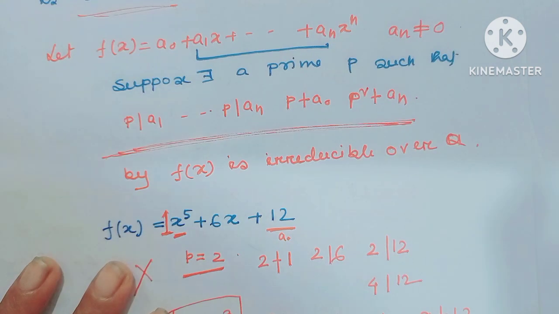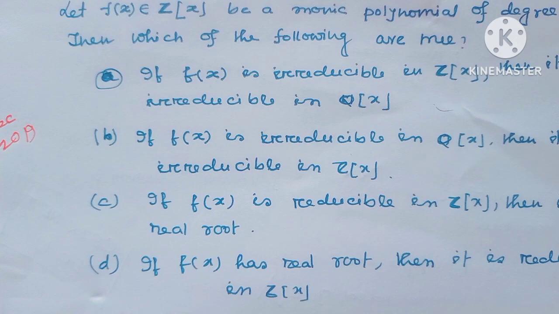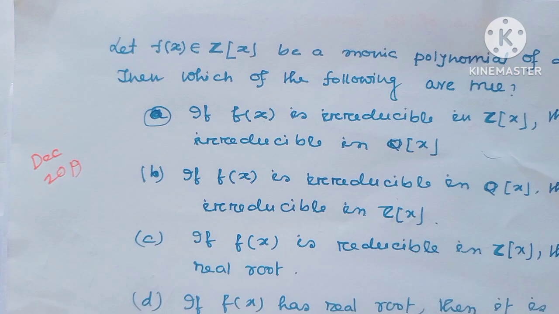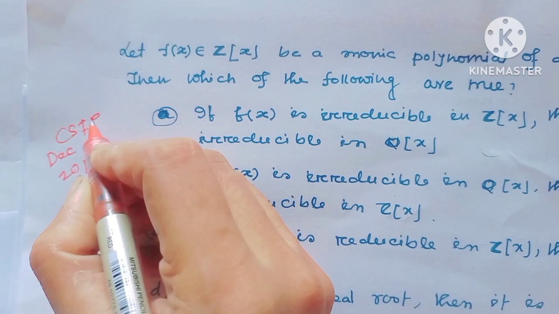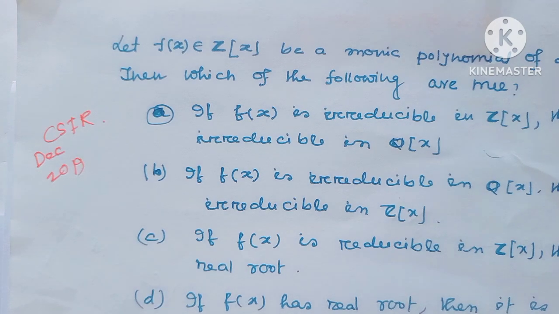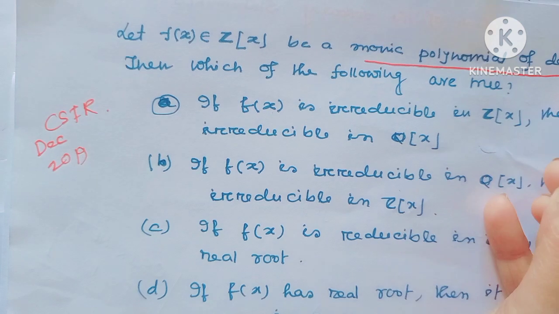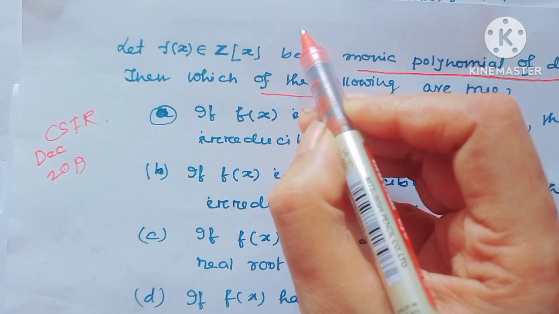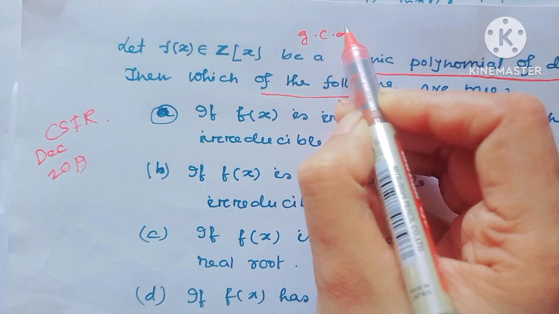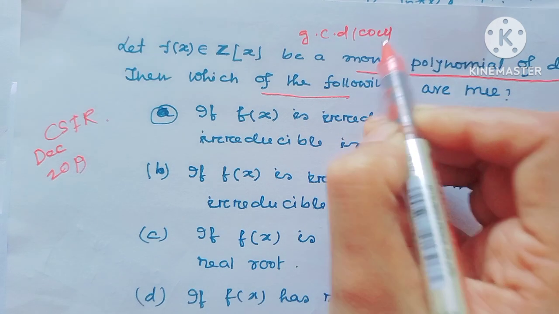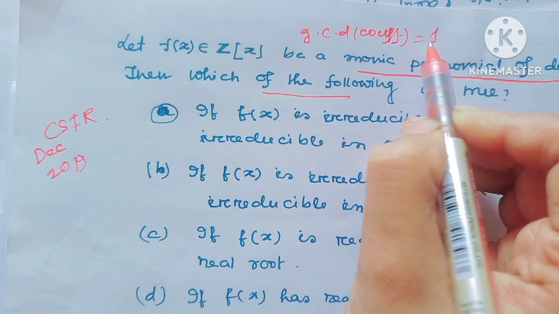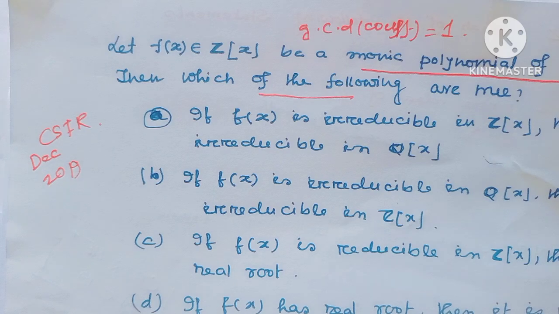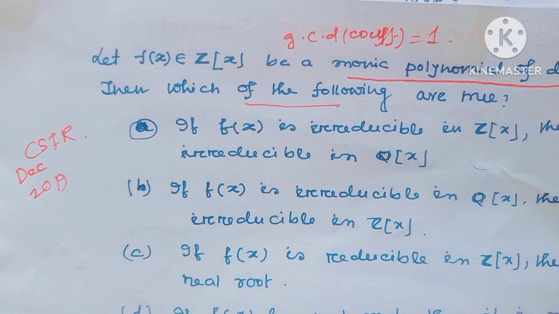Well, now I will look at one example which came in the CSIR NET December 2019 exam. The question is: let f(x) belong to Z[x] be a monic polynomial of degree n, that means the GCD of the coefficients is 1. Option A: if f(x) is irreducible in Z[x], then it is irreducible in Q[x].